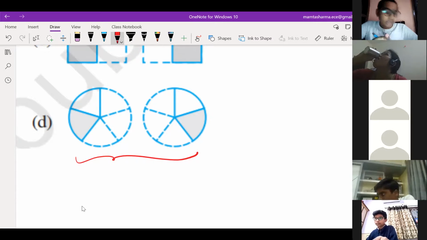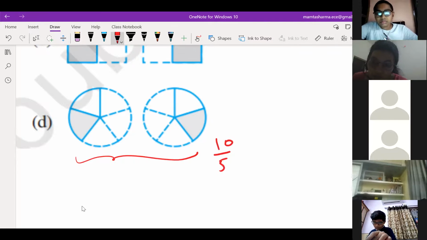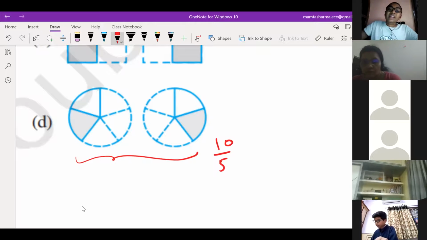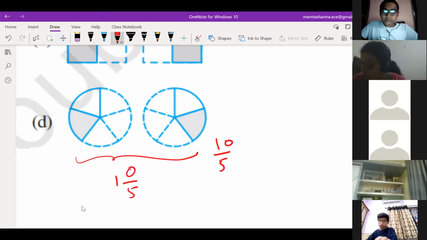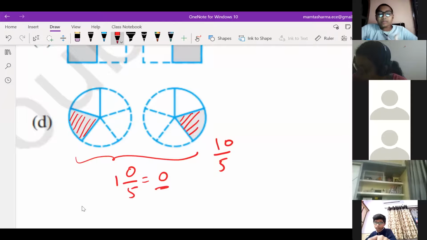Ma'am, I got the answer, it is 10 by 5, in a mixed fraction. Ritvik, not like 10 by 5. If something is 0 by 5, it means the whole thing is 0. So you are getting 0. No. This is the shaded, or you can say colored portion. Okay. How will you represent this picture into a mixed fraction?